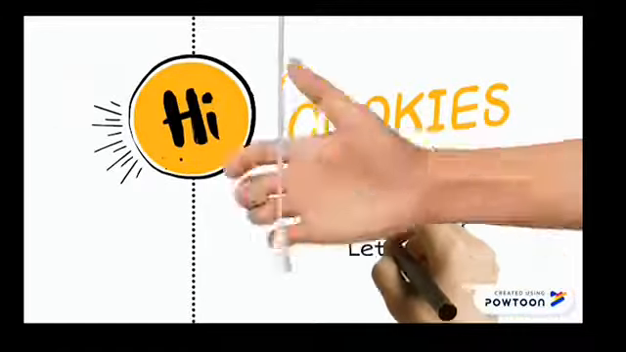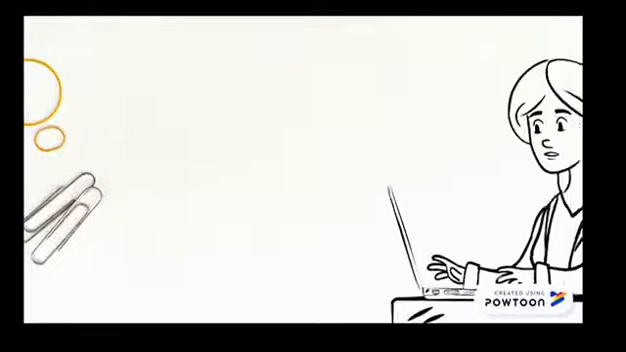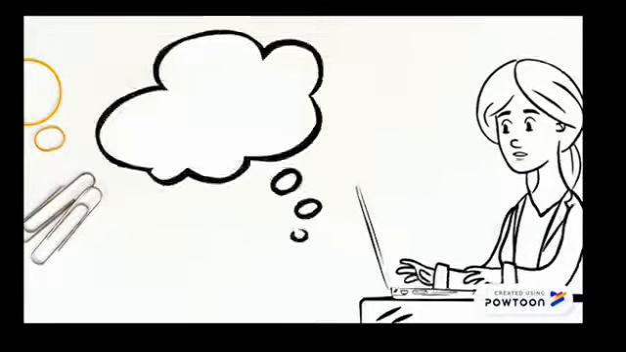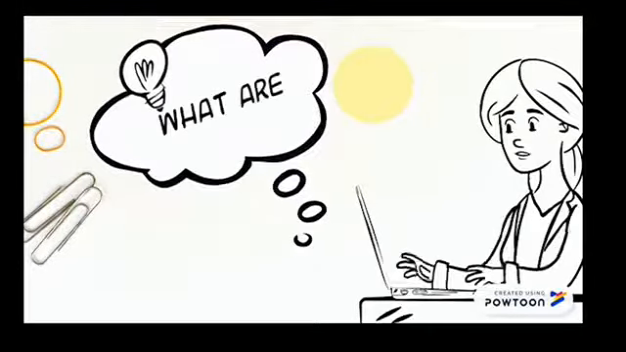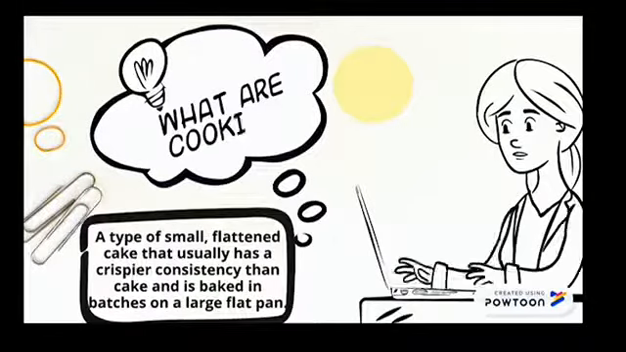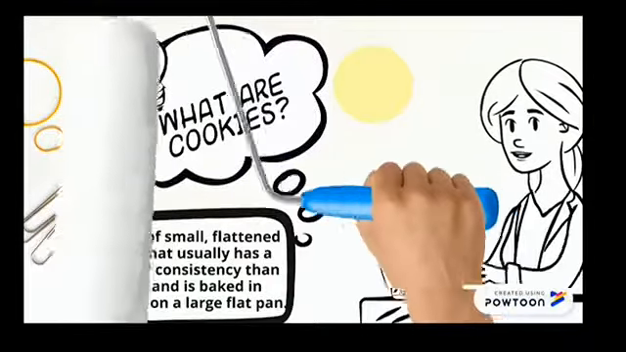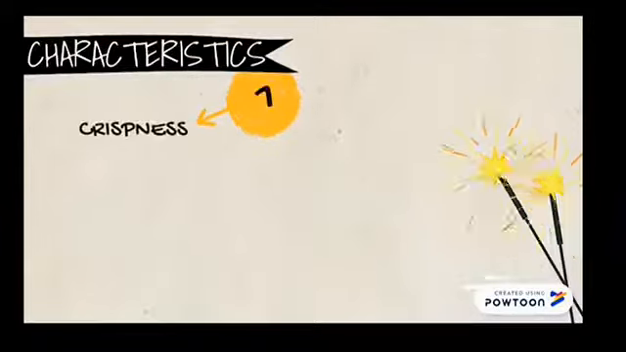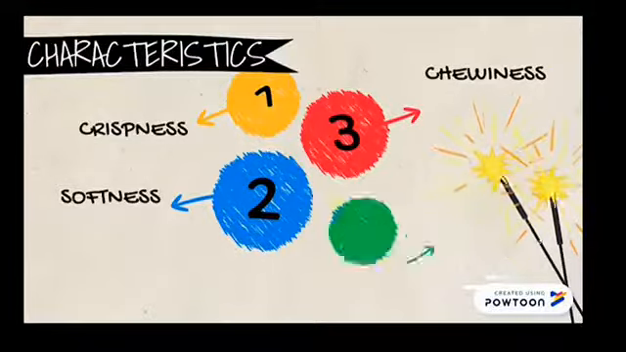Cookies. What do you want to know about cookies? What are cookies? A type of small flattened cake that usually has a crispier consistency than cake, baked in batches on a large flat pan. Characteristics: crispiness, softness, chewiness, and spread.